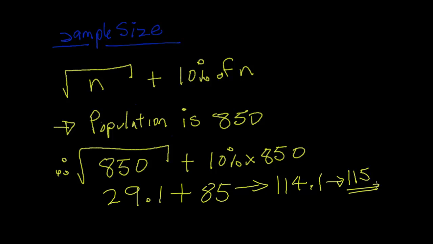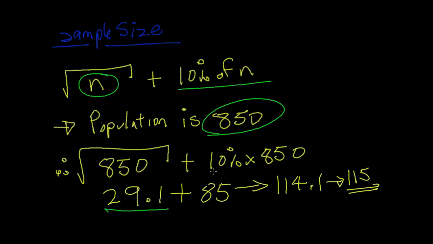So if you have a look at it, once again, n is your population. Okay, so n is the population, the number of people you're looking at, and the formula is the square root of n, add 10% of n. So our population in this case is 850. We found the square root of 850, which is 29.1. We found 10% of 850, which is 85. We've added the two together, we get 114.1, and we've rounded up to 115 people should be in that sample for it to be representative of the population. Okay, we're looking for that whole thing of representative of the population.